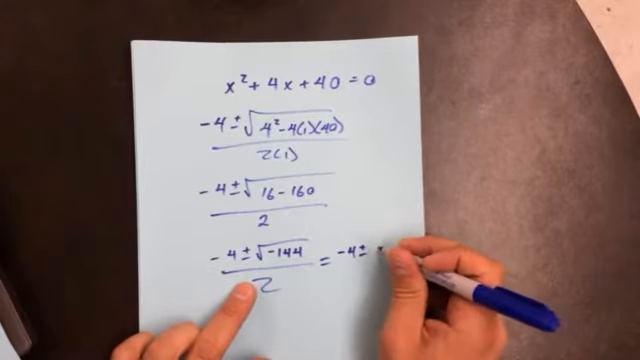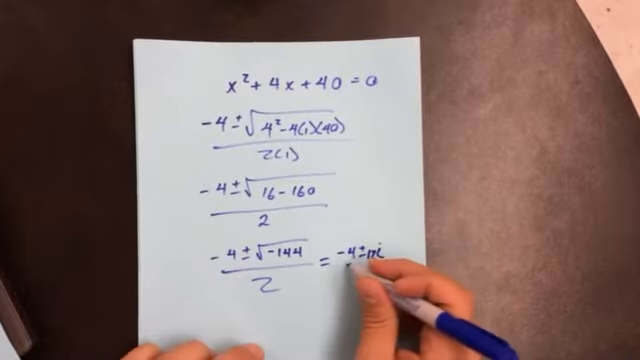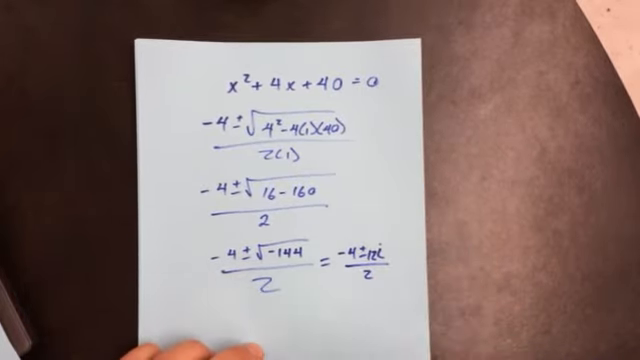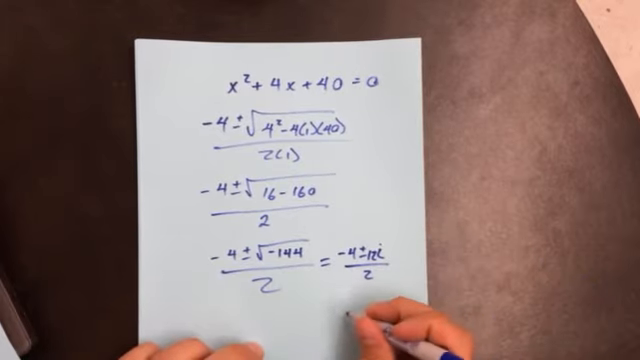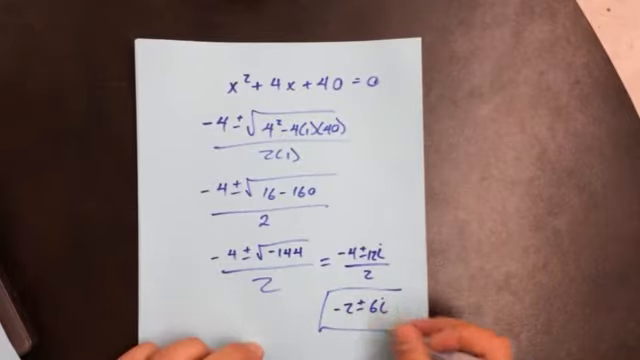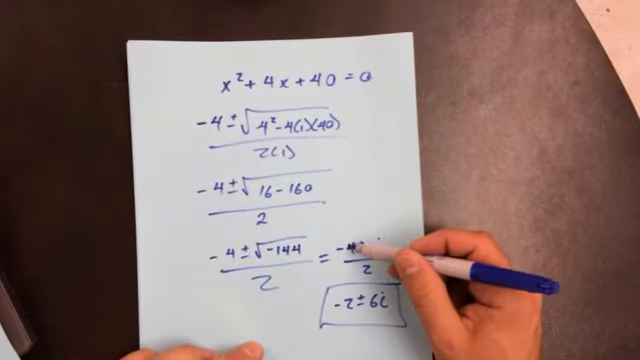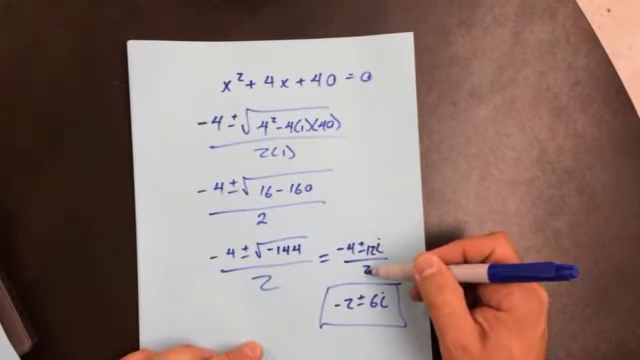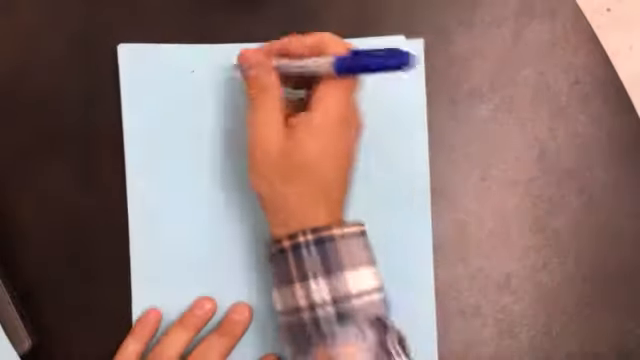The square root of negative, I can't do that unless I turn it into an i, so plus or minus i. But the square root of 144 is 12, so I'm going to do 12i over 2. Now the thing about this is I can divide both of these by 2, so I'm going to make it negative 2 plus or minus 6i. And that's the final answer. And that's how we want to write them. If we can simplify, we can. So I did negative 4 divided by 2, 12 divided by 2. Gave me this, okay?